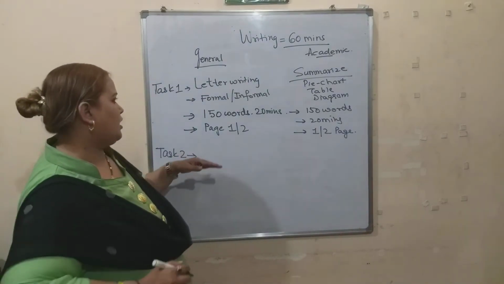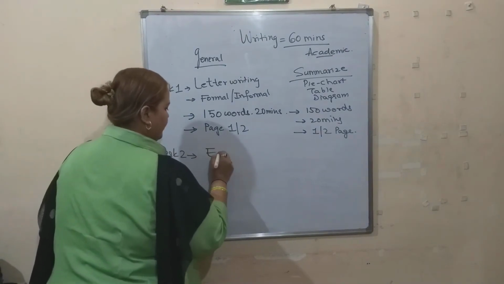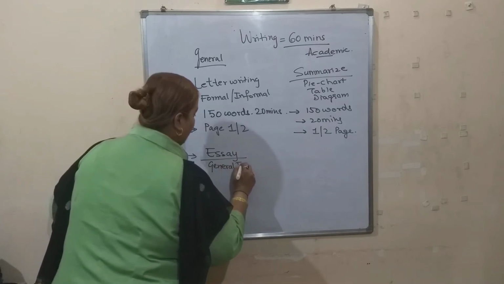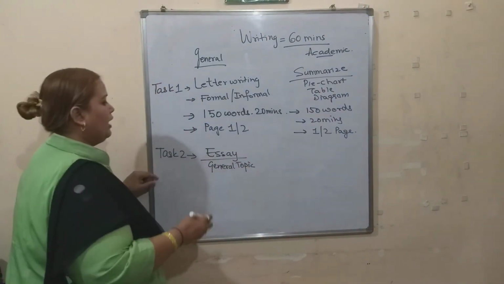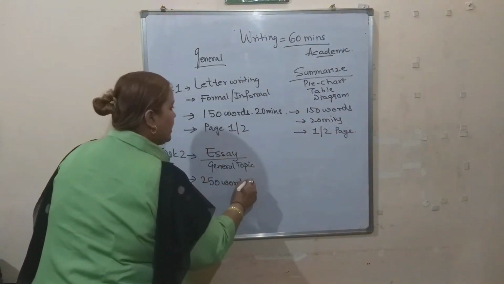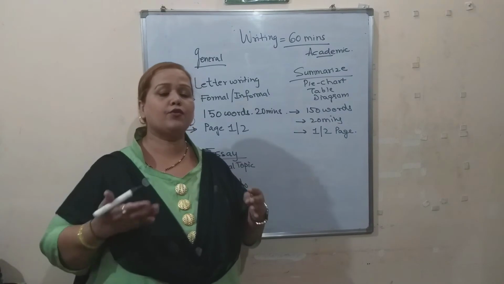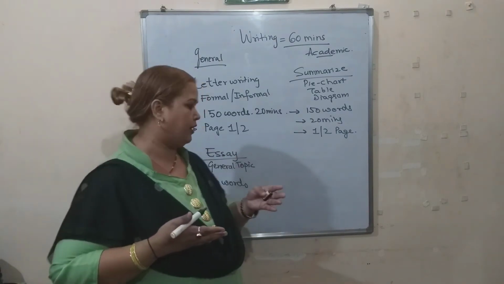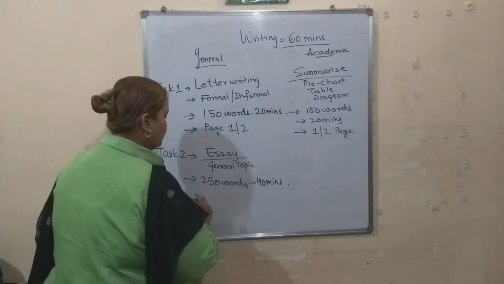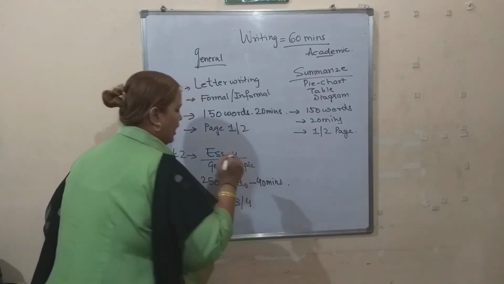Now let's go for task 2 for the general category. It is basically an essay, and it is on general topics. It can be any generalized or social topic, and a candidate needs to write 250 words. If you write extra words, you are penalized, or you have a penalty for it. Okay, now 250 words have to be written in 40 minutes, and it has to be written on page number 3 and 4 of the answer booklet.